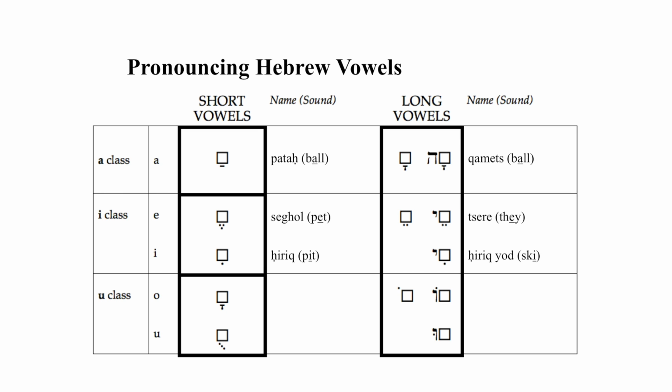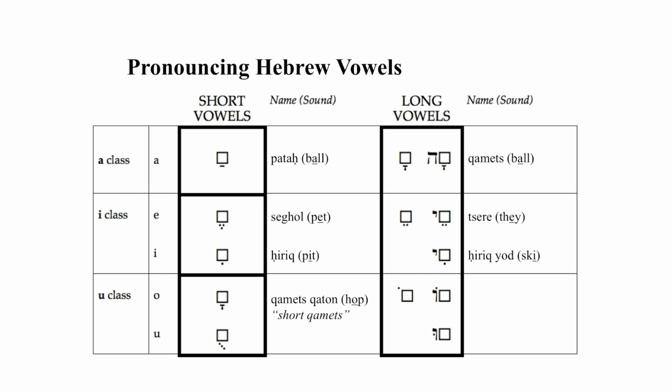It's going to be represented with the same symbol, but this time it's going to have a yod after it to indicate that it is long. Think of the difference between pit, I, versus ski. You hear the y sound at the end of it. With the yod vowel marker, it's going to be long. Without the vowel marker, it's going to be short.